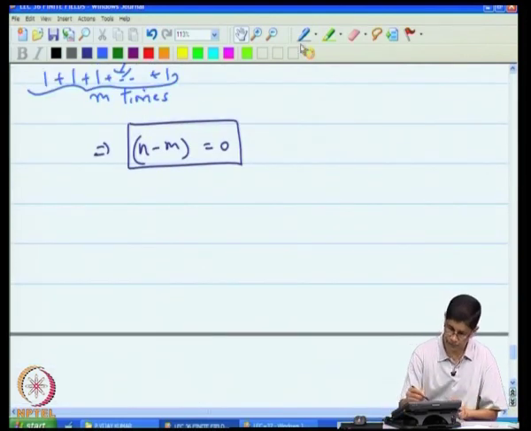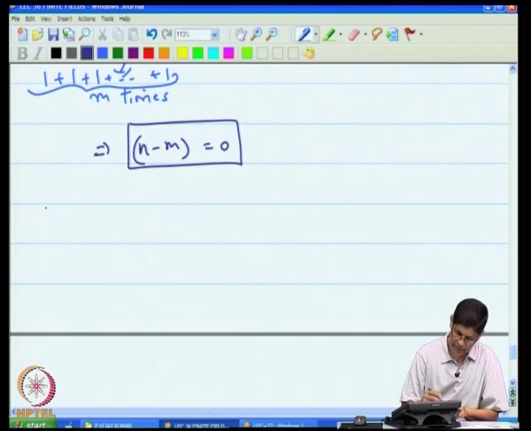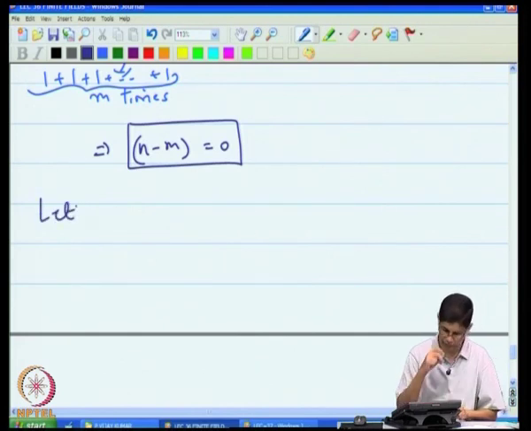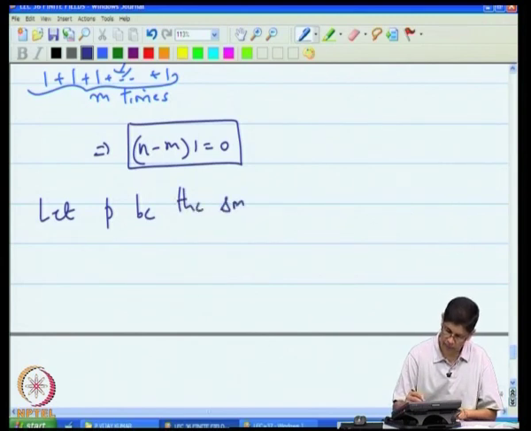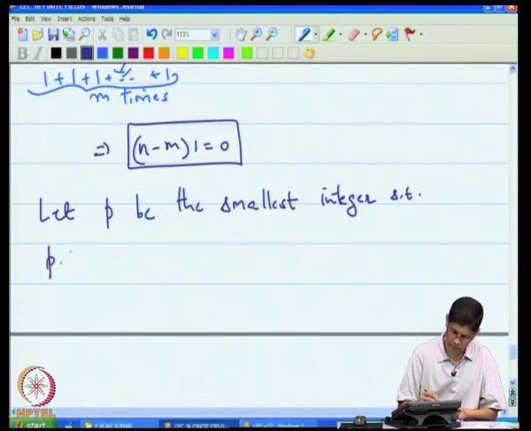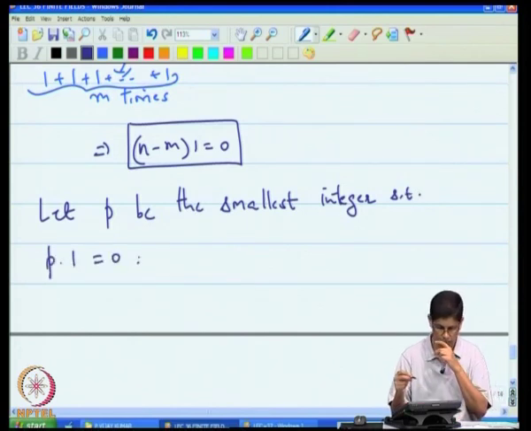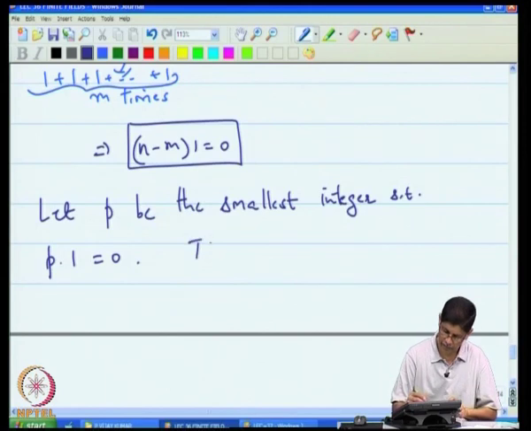So, let n minus m be... and you can think of this as n minus 1 times 1 is equal to 0. Let p be the smallest integer such that p times 1 is equal to 0. Then p must be prime.